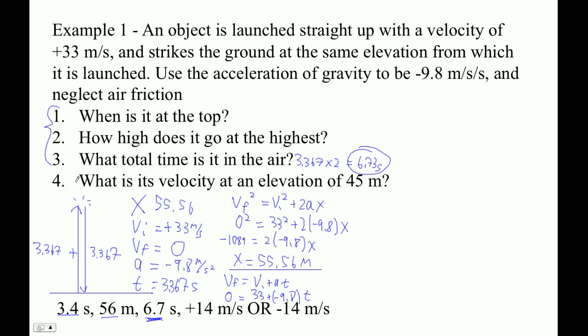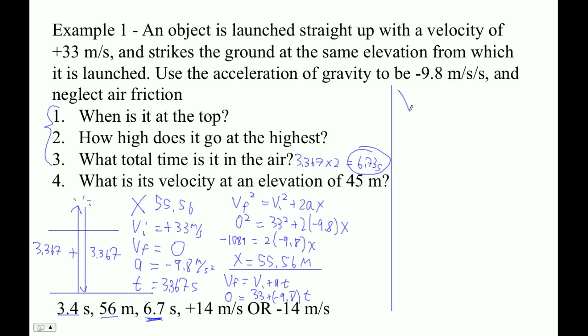Okay, but now we've got to do it over again. We've got to figure out what its velocity is at an elevation of 45 meters, right? So that's going to take a little doing here. This is 55.56 meters. Here is 45 meters, right? So it's going to pass that going up, and it's also going to pass it going down. So that's interesting. It should have a positive velocity answer and a negative velocity answer. But how can there be two answers? That's a mystery, right?